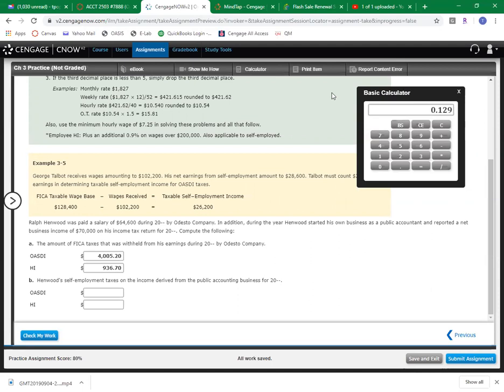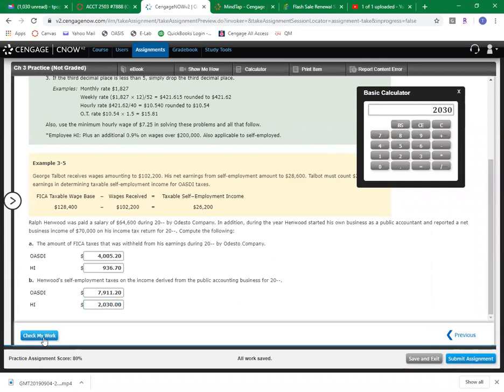So that one gets charged at the 12.4%. So self-employment tax for OASDI is $7,911.20. For Medicare or high, there is no limit. So all 70,000 of his self-employment income is taxable at the 2.9% rate. So that would be $2,030.